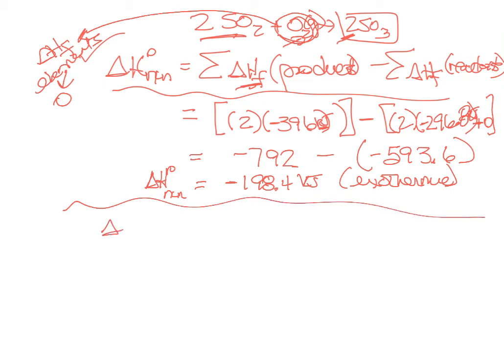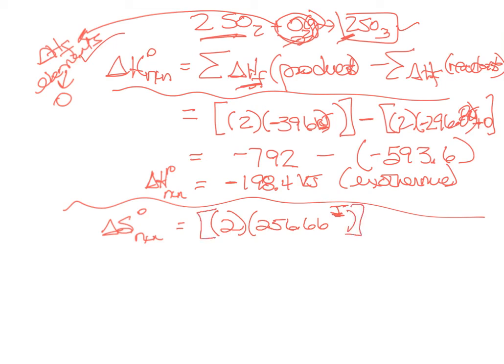Now let's figure out what delta S for the reaction is. Products minus reactants. Products are SO3 again, so 2 times, if you look back at the table on the last slide, the entropy value for sulfur trioxide, which is 256.66. It is in joules, beware of that, not kilojoules. Again, that's the only product.